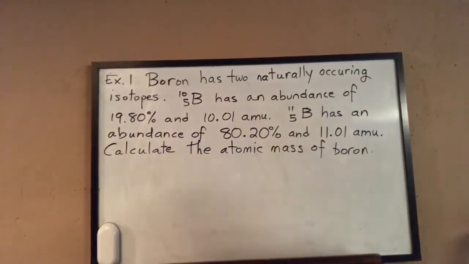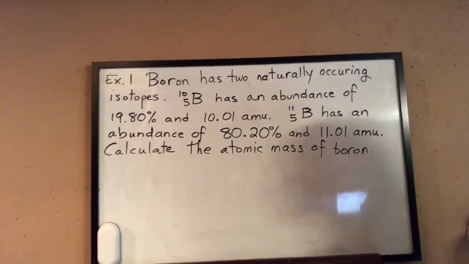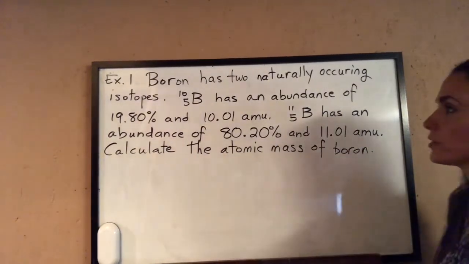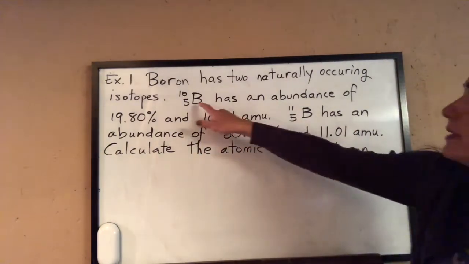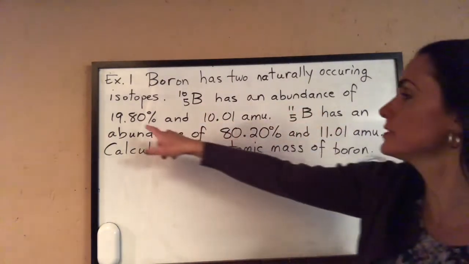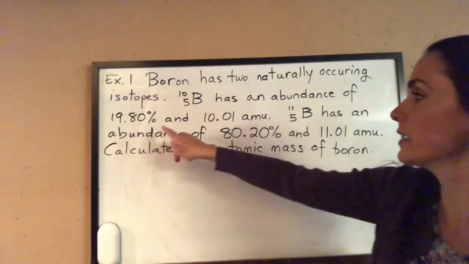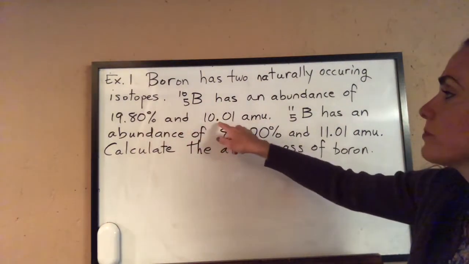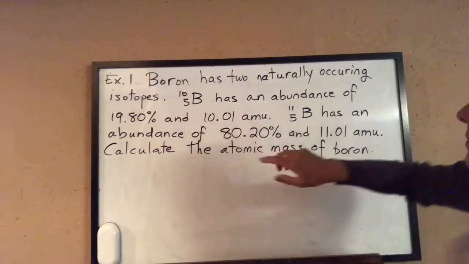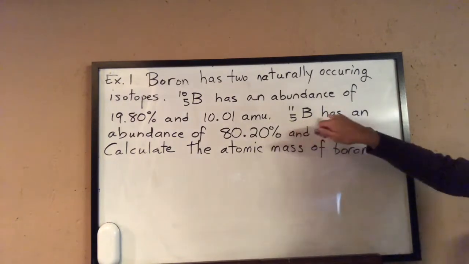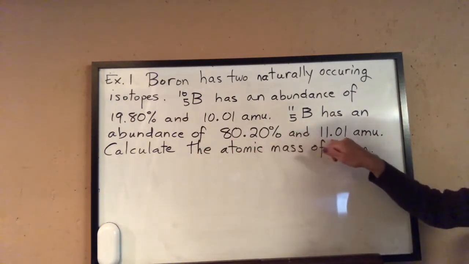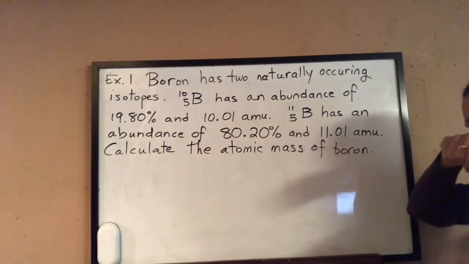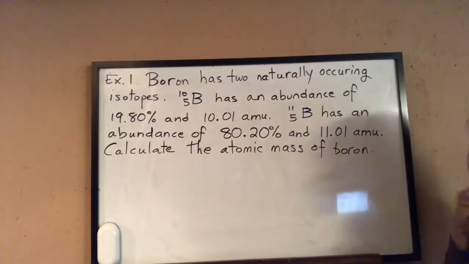Okay, let's do a problem, calculating atomic mass. We're told that boron has 2 naturally occurring isotopes. Boron 10 has an abundance of 19.80% and a mass of 10.01 atomic mass units. Boron 11 has an abundance of 80.20% and 11.01 atomic mass units. We want to calculate the atomic mass of boron.